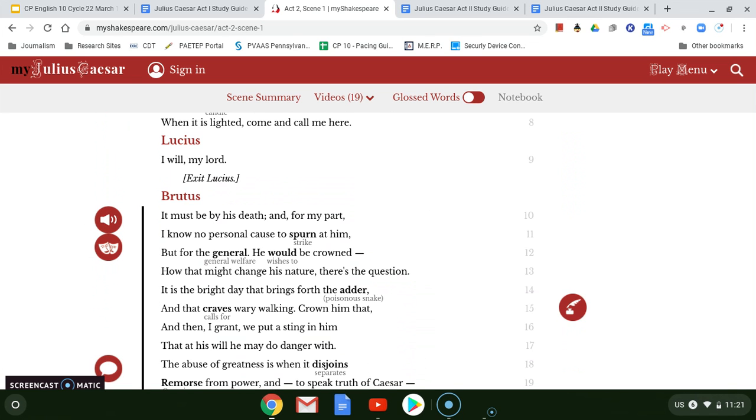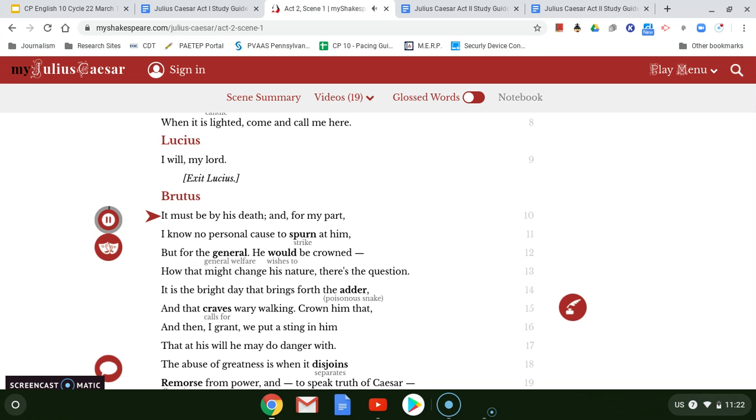A soliloquy is when a character, as we talked about, is alone on stage. You can see here the stage direction says exit Lucius, right? So Lucius is not there. Brutus was the only other person there. Now he's by himself, and this is Brutus talking to the audience, sharing with you his inner thoughts. And again, we want to find out, how does this soliloquy add to the drama?